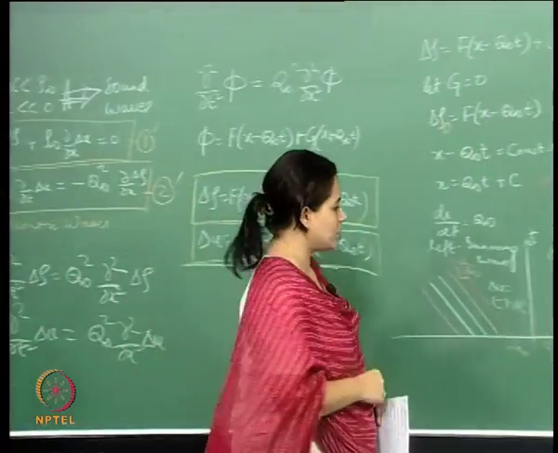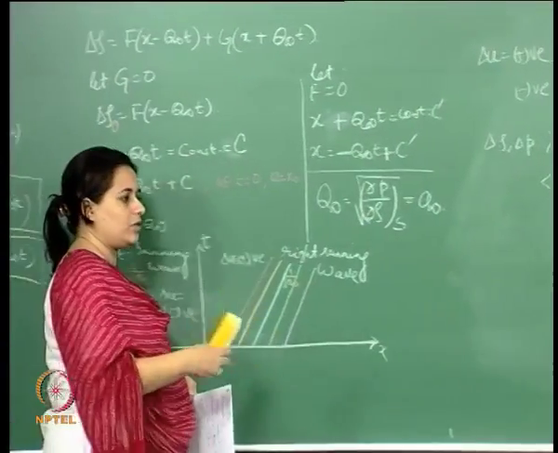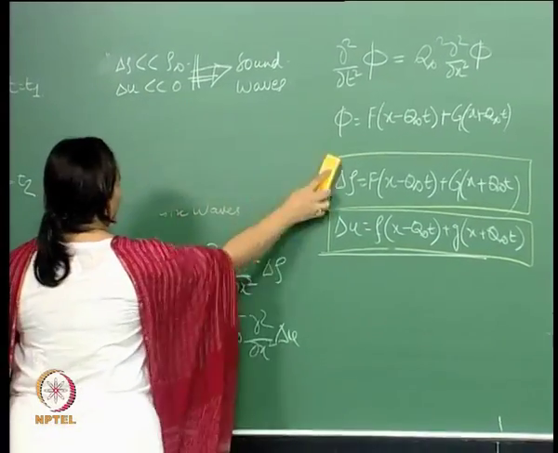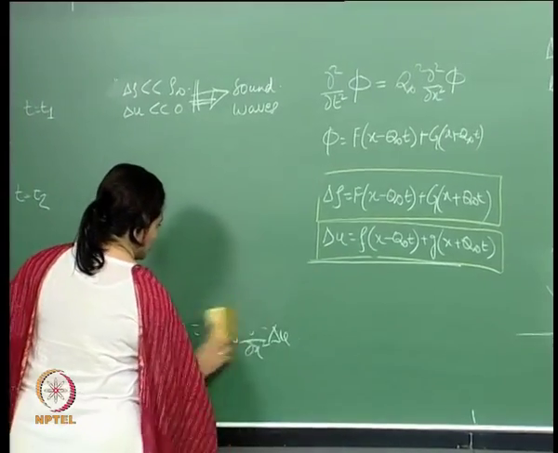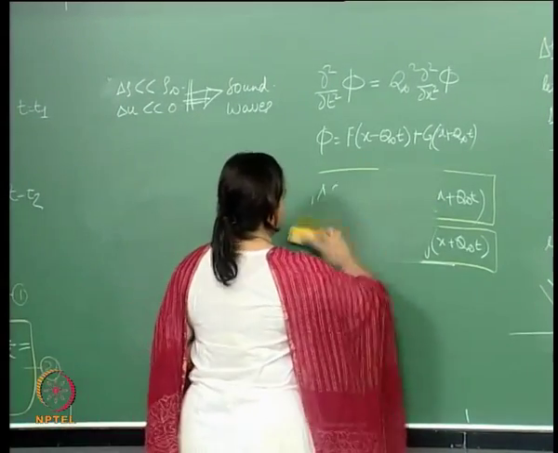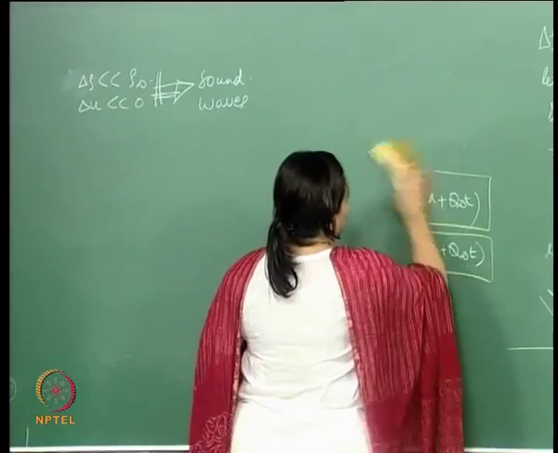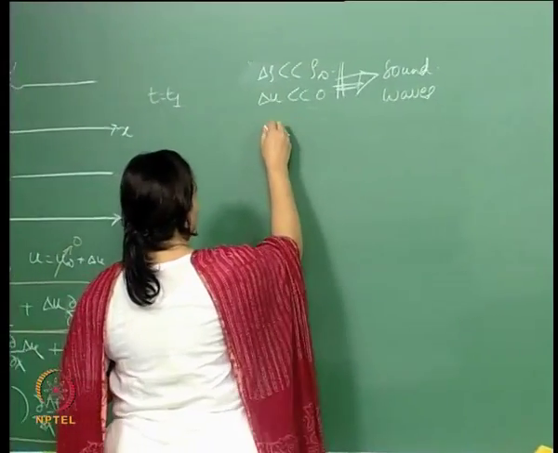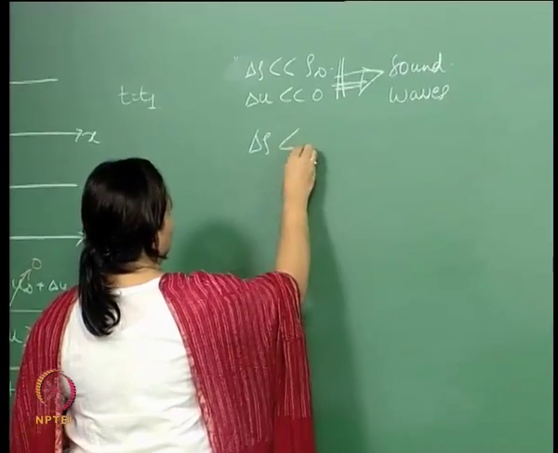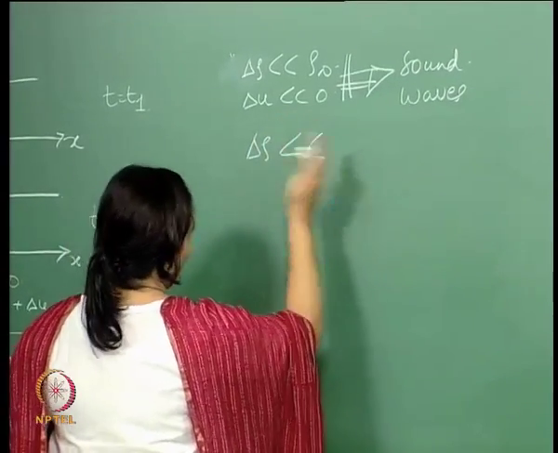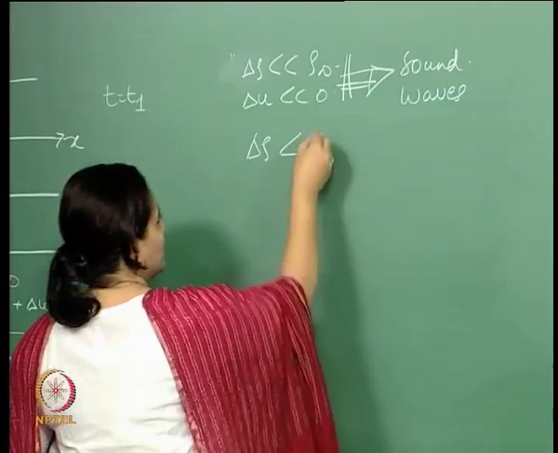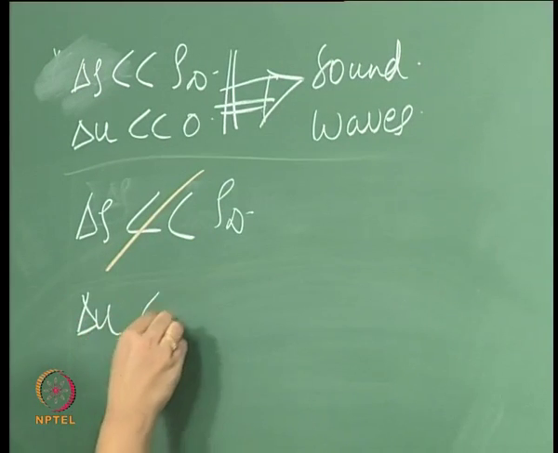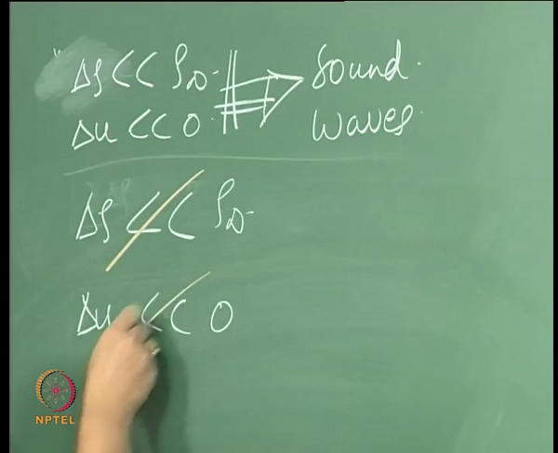I think we will just begin this and take it forward in the next lecture. So, let us see how we can go forward with this. We will go back again to our governing equations, right back to our governing equations, and what happens here is that delta rho is not less than rho infinity, and delta u is not less than this.